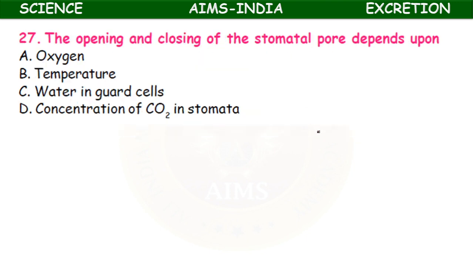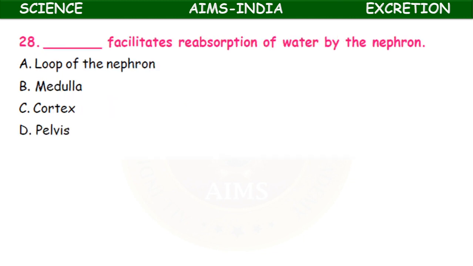The opening and closing of the stomatal pore depends upon oxygen, temperature, water in the guard cells, concentration of carbon dioxide in the stomach. It is the water in guard cells that determines turgidity and flaccidity. Osmosis takes place, and the opening and closing of the stomata depends upon the water in guard cells.